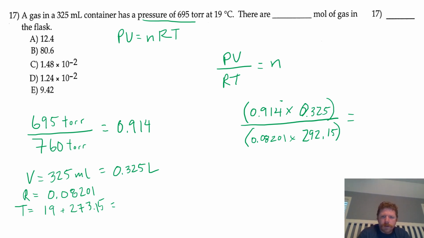I ended up at 0.01239. Okay, so my answer options. 12.4, close, it's off by a factor though. 80.6, nope, E is out. I'm left with 1.48 and 1.24. Well, 1.24 times 10 to the minus second is basically this exact same number, but we're using scientific notation because we're moving the decimal place two points. And when we round to the proper number of sig figs, we are going to get 1.24 times 10 to the minus second. So D is our correct answer there.